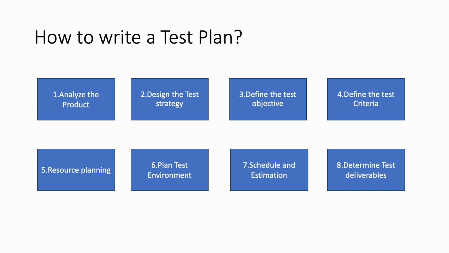Then the fourth one is define the test criteria. So what are the different types of test criteria? We will go through it later. Then who will be the resources, how many resources will be given, how much time. So all those things we will include in resource planning. Then plan the test environment: in which environment we are going to test, whether it is SIT, whether it is UAT, what kind of testing we are going to do. Everything we should mention in the test plan.